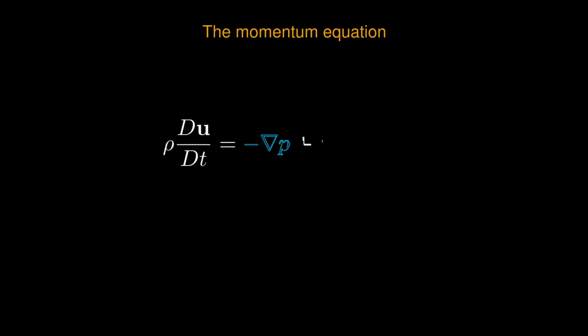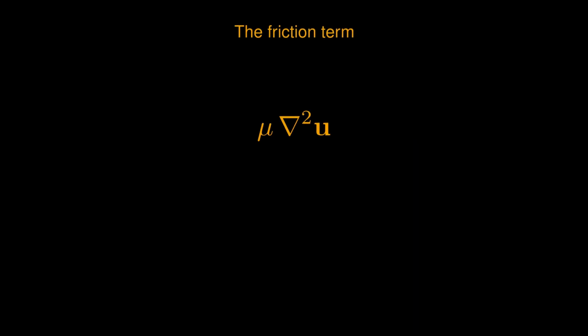Start from the momentum equation for a fluid. Density times the acceleration of a parcel equals minus the pressure gradient, plus the viscous term, mu times the Laplacian of velocity, plus gravity. Four pieces: inertia on the left, and on the right the three forces, pressure, friction, and weight. That friction term is the one we're after.